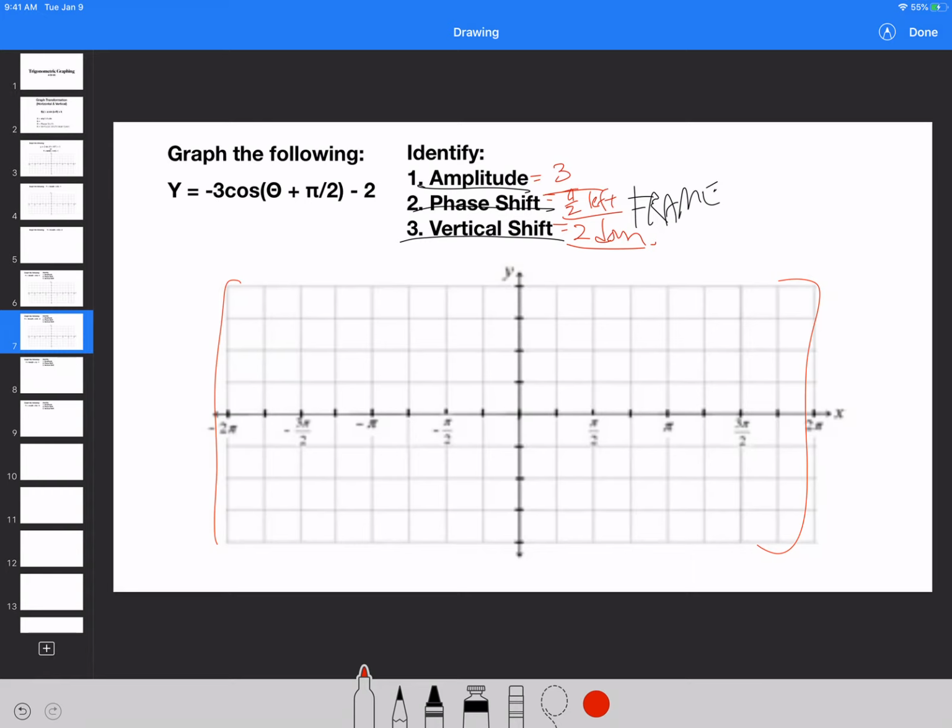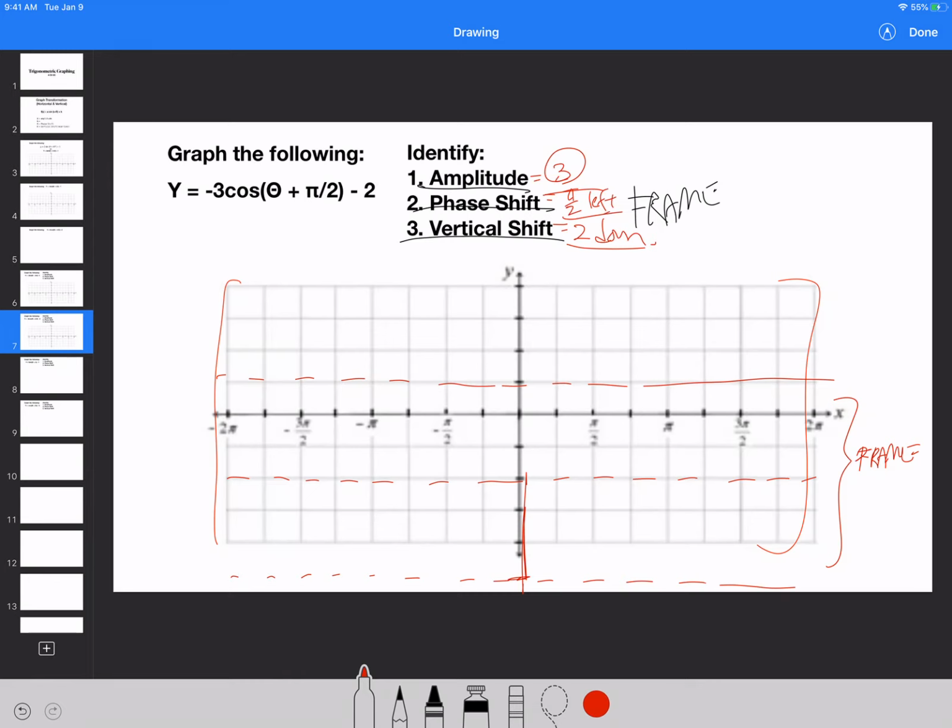So vertical shift 2 down means I'm going to start from -2 here. Then amplitude is 3, means I go down 3. I know that's out of scale, but assume that that's going to be at -5. And then up 3 means I'm going to be at +1. Now that's my framework in which I'm going to be.